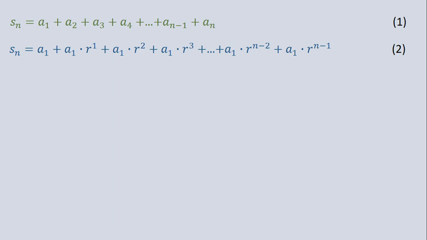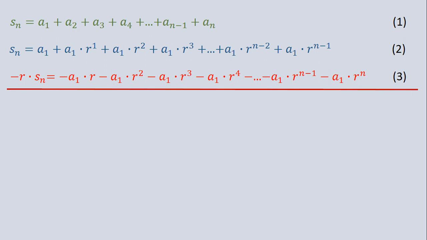Next, I want to multiply every term in equation 2 by a negative r. So the left-hand side will become negative r times s sub n. But the right-hand side, the first term in equation 2, a sub 1, would now become negative a sub 1 times r as my first term in equation 3. My second term in equation 2, a sub 1 times r to the first, would now become negative a sub 1 times r squared, and so on, all the way down the line, until eventually the last term in equation 2, a sub 1 times r to the n minus 1, would become negative a sub 1 times r to the n in equation 3.